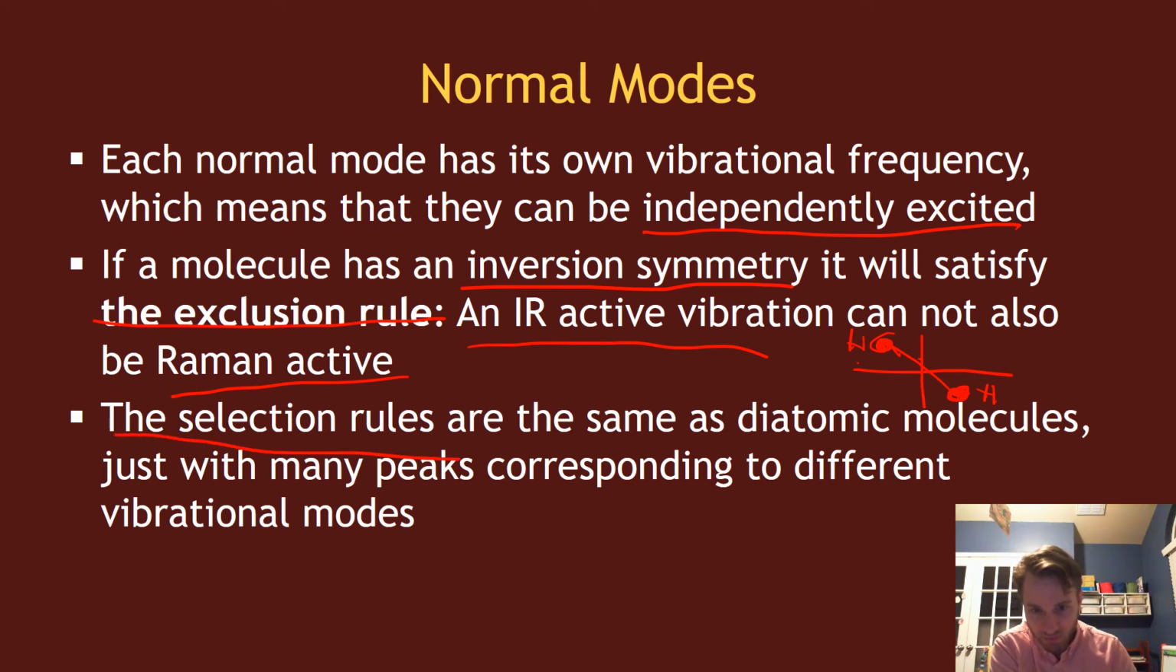The selection rules for these normal modes are exactly the same as the selection rules we've been talking about for diatomics and other things in previous videos. There's just, for a molecule with 3n minus 6 vibrations, there can be up to 3n minus 6 peaks in that IR spectrum. There might not be that many peaks, but there could be up to that many corresponding to those different vibrational modes.